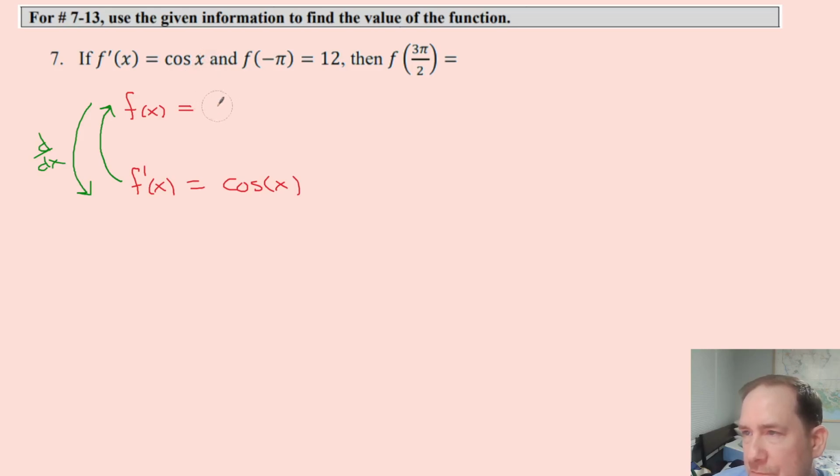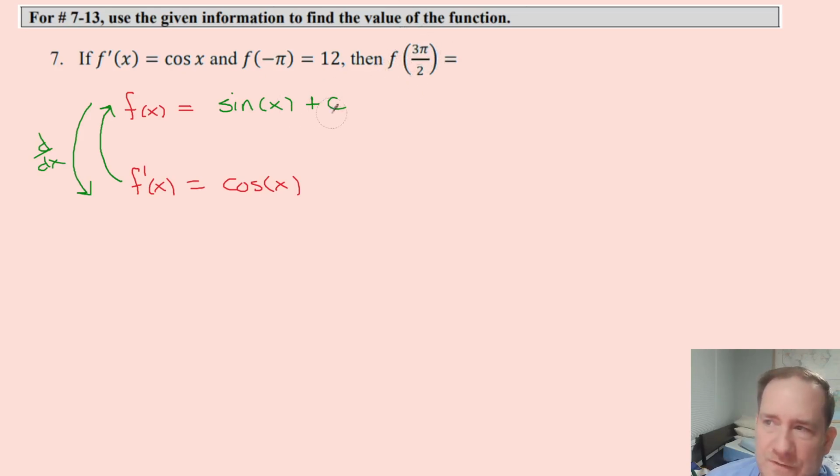Well, it's sine, right? Because the derivative of sine is cosine, so there's no need for a negative anywhere. What there is a need for, though, is a plus c, because this is not a definite integral. We are definitely just doing an indefinite integral. So we still don't really know f. It's the sine of x, but plus c. So how can I evaluate f at 3 pi over 2 if I don't really know what c is? Well, we can figure out what c is, because they gave us this information.